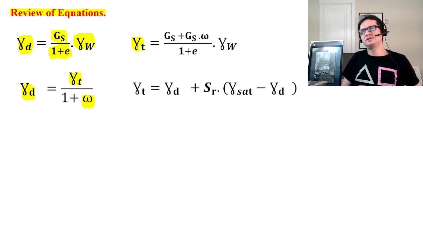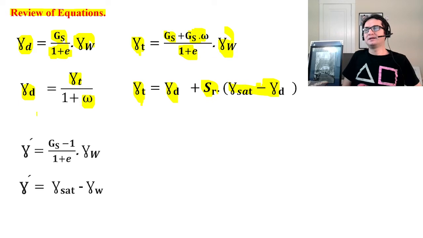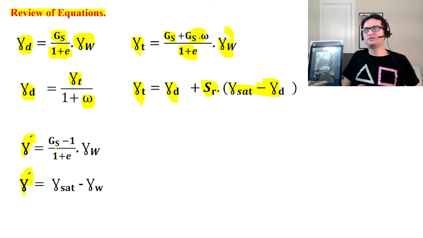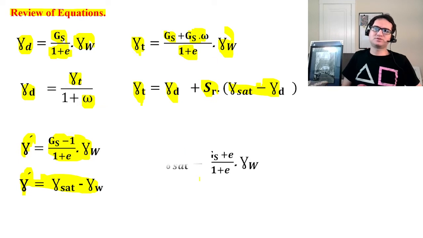At the same time, for total unit weight, we have two formulas. One of them is GS plus GS times moisture content over 1 plus void ratio times the unit weight of water, and also that's gamma D plus saturation ratio times the difference between saturated unit weight minus dry unit weight. And gamma prime is also likewise shown by two formulas, which we already derived in the previous slide. And gamma saturated is just GS plus E over 1 plus E times gamma W. You can show it with a second approach, like GS times gamma, but that's the more common way to present gamma saturated.